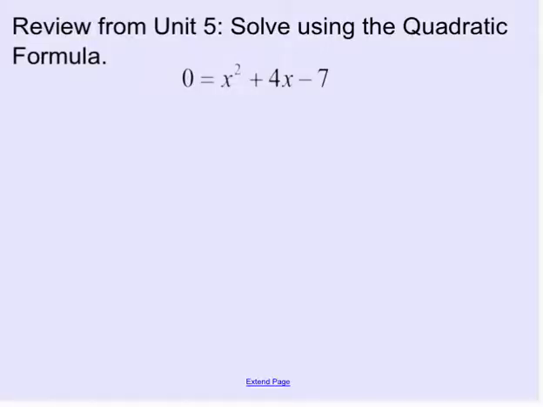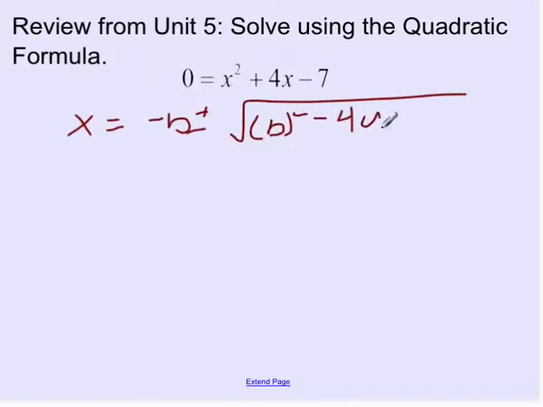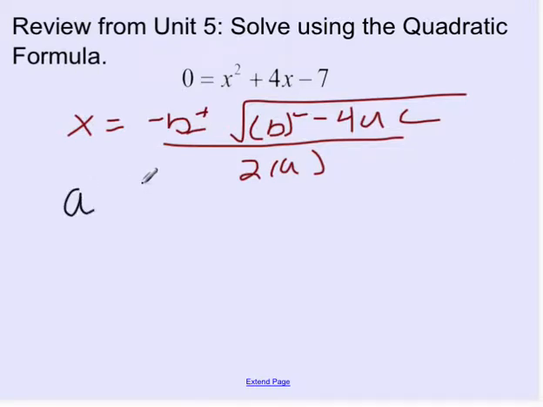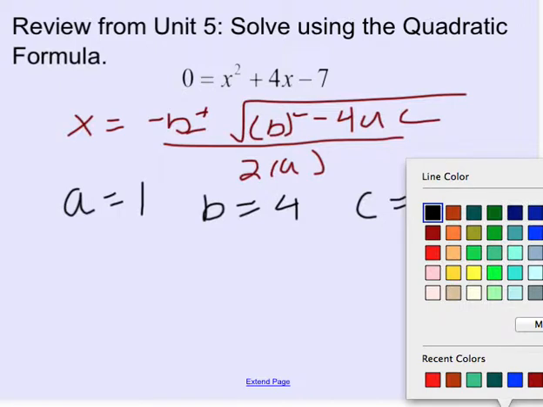Next, let's go ahead and review the quadratic formula. So remember that the quadratic formula is the opposite of b plus or minus the square root of b squared minus 4ac all over 2 times a. So now let's plug in what we know. Remember, a always is with the square term, so our a is equal to 1, our b is always with the x term, so our b is 4, and our c is negative 7.